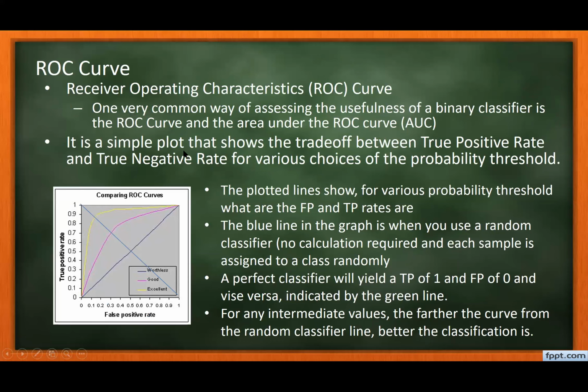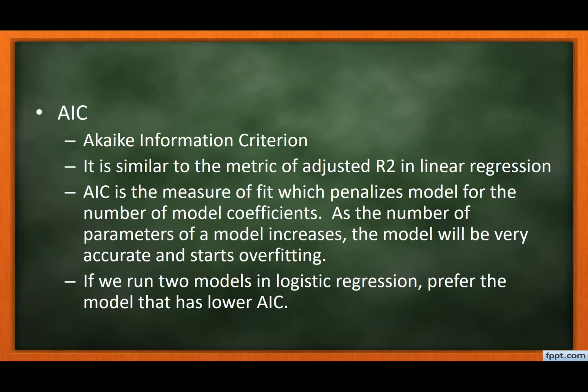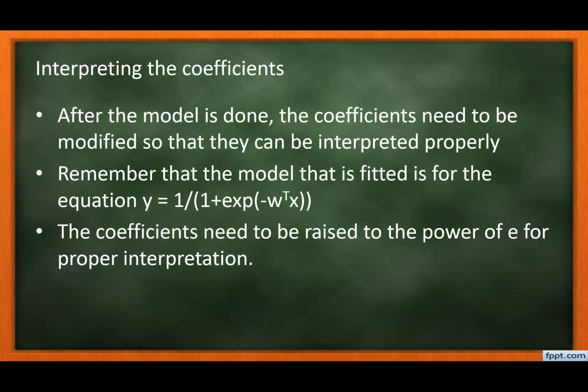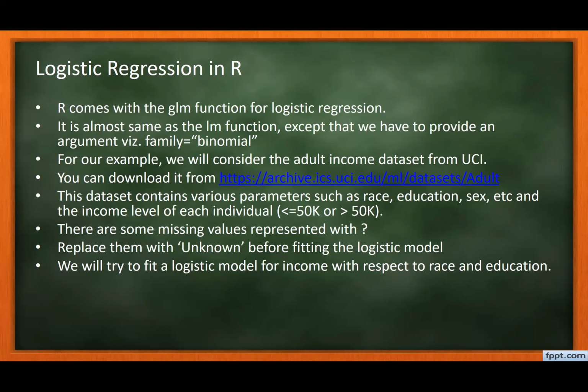So it's a simple plot that shows the trade-off between true positive and true negative for various choices of probability threshold. If you have different probability thresholds, you'll have different graphs, and the best way to pick is by using the graph which has the higher area under it. The other metric which you see is called AIC. It's something similar to R squared. There's nothing much here, and the rest is the code.